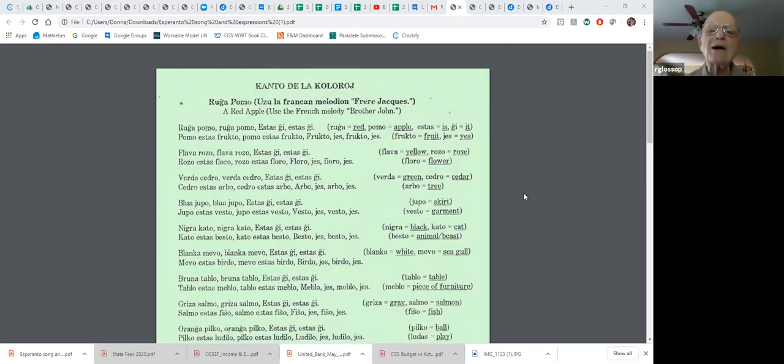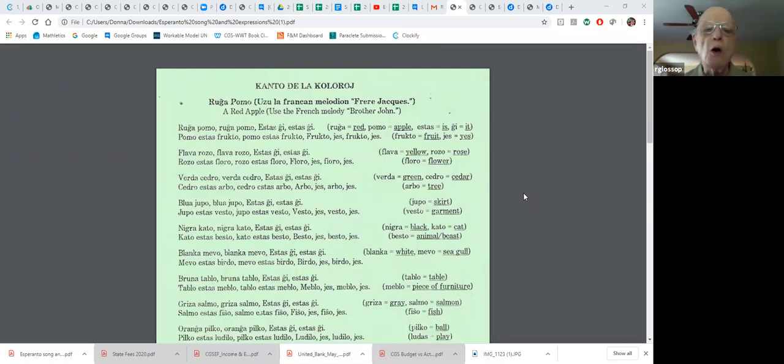Canto de la Koloroj, Song of the Colors, sometimes just called Rouge à Pomme, because that's what the first verse is. And then it says, Usu la francan melodion, Frère Jacques, use the French melody, Brother John, which is a very familiar melody throughout the world.